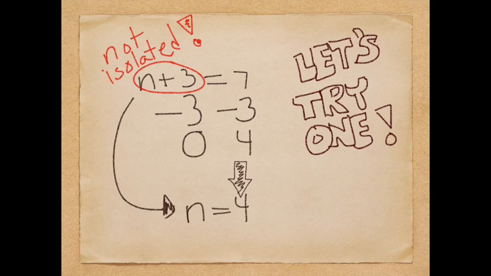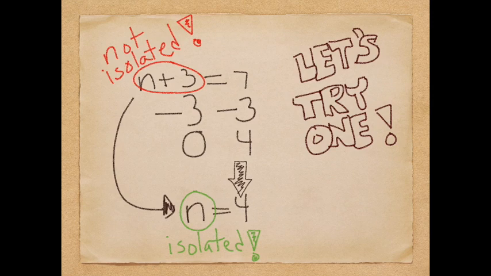And you can actually check that and say, okay, if n equals 4, I can take the 4 and put it in the place of the n, and 4 plus 3, what do you know, that equals 7. So therefore, that must be right. Also notice that the n is isolated. It's all by itself. That's how you know that n equals 4, because if the n is on one side by itself and the number is on the other side by itself, then you know what n equals.